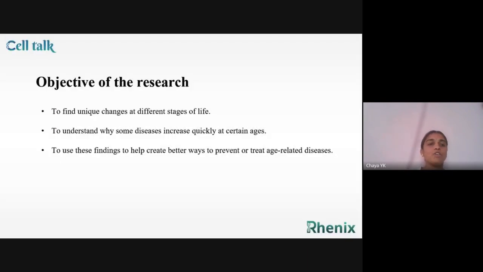The objectives of the research are to find the unique changes at different stages of life, to understand why some diseases increase quickly at certain ages, and to use these findings to help create better ways to prevent or treat age-related diseases.